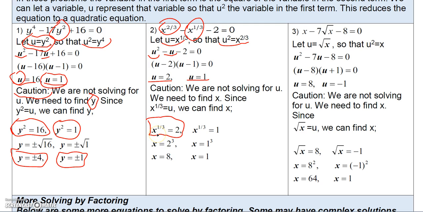So you know that when you want to solve a cube root equation, you can cube both sides. So let's say I cube x to the 1/3. If I cube x to the 1/3, I get x. And then if I cube 2, I get 8. So if I cube both sides here, I'll get x equals 8.